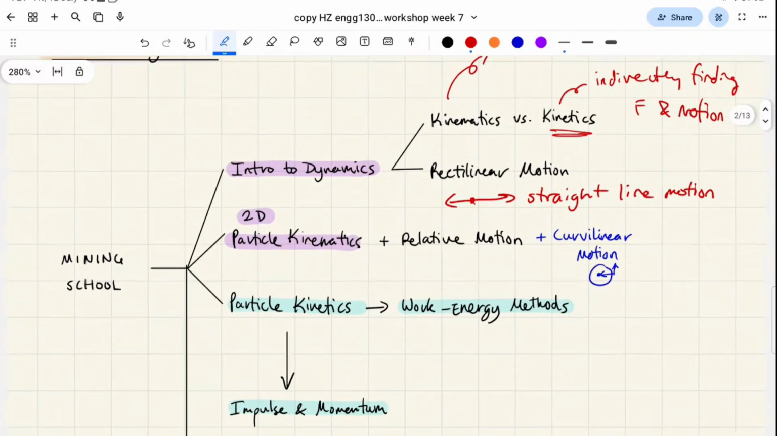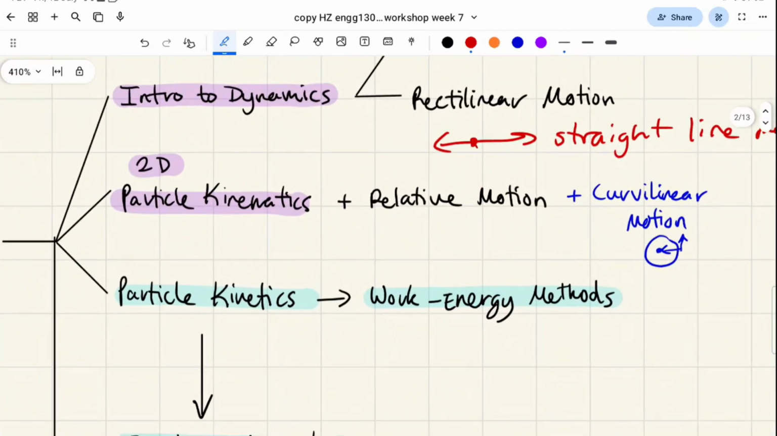Okay, next we have 2D particle kinematics. So we're going to be talking about 2D coordinate systems. There's a couple which I'll run over in the second part of the workshop. By the way, I'll obviously give you a break in this workshop, but we won't have time for quizzes and stuff like that, sorry.